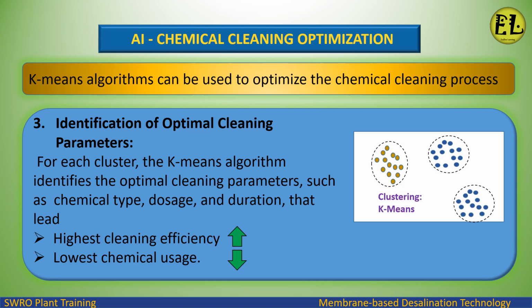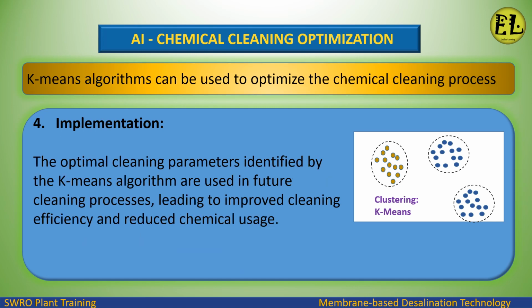Identification of optimal cleaning parameters. For each cluster, the k-means algorithm identifies the optimal cleaning parameters, such as chemical type, dosage, and duration, that lead to the highest cleaning efficiency and lowest chemical usage. Implementation. The optimal cleaning parameters identified by the k-means algorithm are used in future cleaning processes, leading to improved cleaning efficiency and reduced chemical usage.